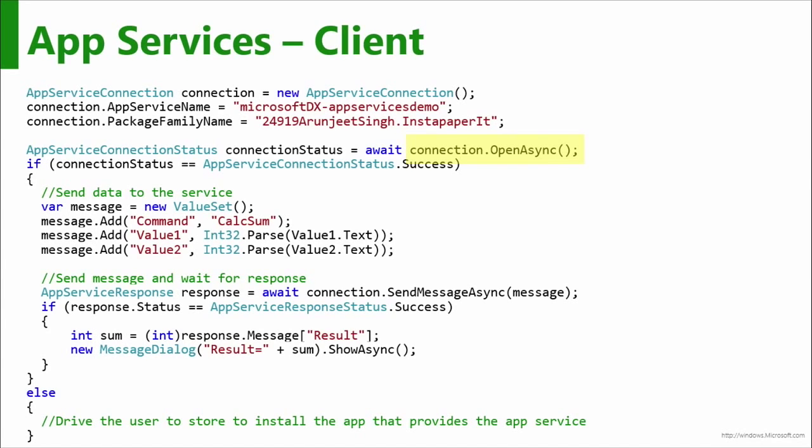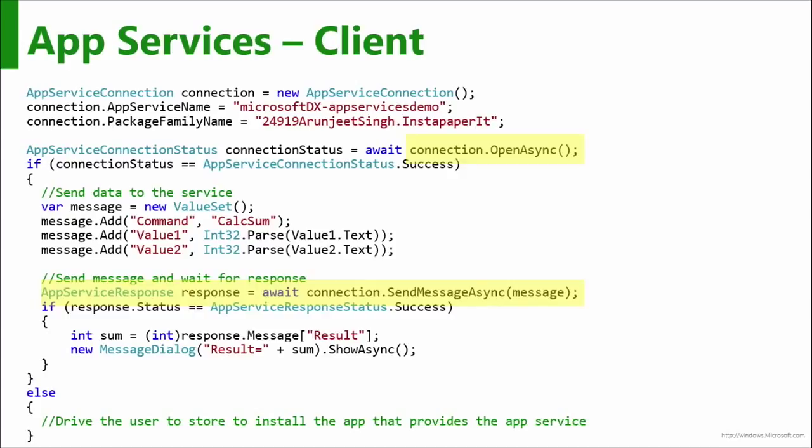The client news up an app service connection object. In that app service connection object, it specifies the app service name and the package family name, and then opens a connection to it. And once it's got that connection, we look at the status there. If it comes back with success, that means the service has been activated and we can talk to it. You might get other statuses back to say resources are short, or it's not available, or other things. But if you get success back, then you can start sending it stuff.